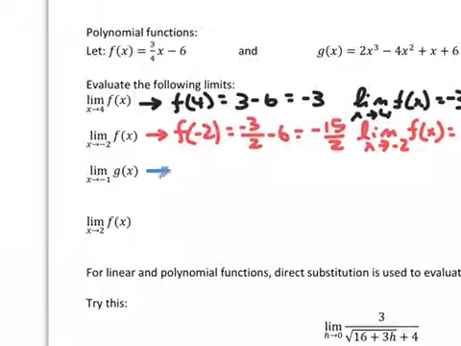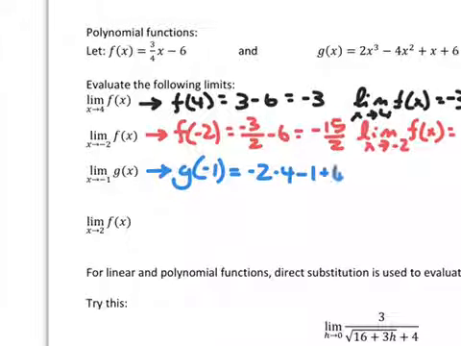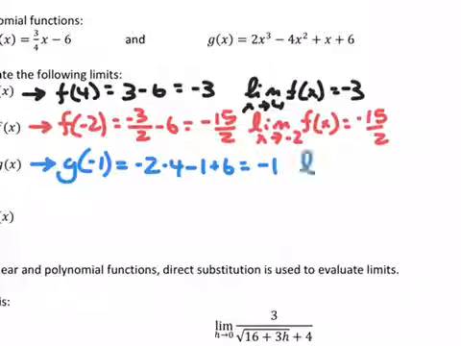G of negative 1. If we take the limit of g of x as x approaches negative 1, we would get negative 2 minus 4 minus 1 plus 6, which gives us a negative 1. So the limit as x approaches negative 1 of g of x would equal negative 1 as well.